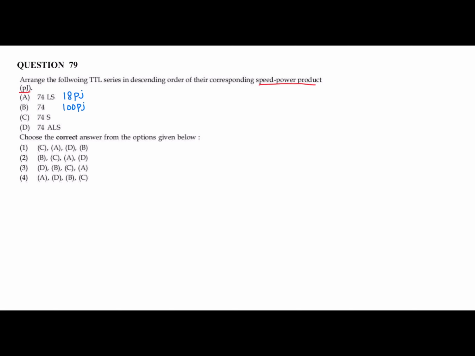For 74S, it is 57 picojoules. 74S is Schottky TTL. For 74ALS, advanced low power Schottky, the speed power product is 12 picojoules. In the question, the order is descending order of their speed power product. So the highest is for 74, that is option B, and the lowest is for option D. So the correct option is 2: B, C, A and D.